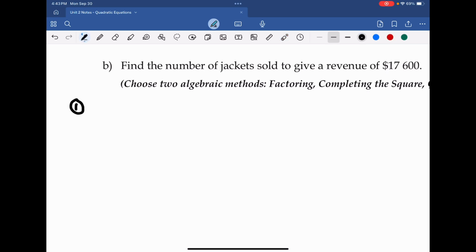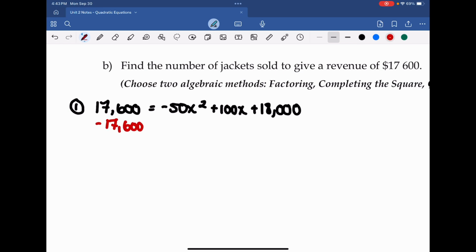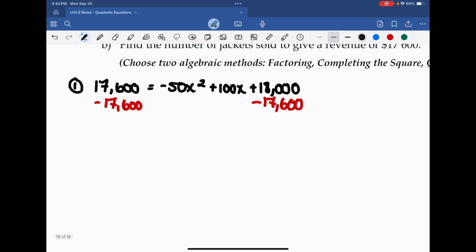Factoring method. So method number one, we're going to take the equation 17,600, which is the revenue, is equal to negative 50x squared plus 100x plus 18,000. Now, in order to make this an equation we can factor, we're going to subtract that 17,600 from both sides. So 17,600 from this side moves, and now we write this as 0 is equal to negative 50x squared plus 100x.